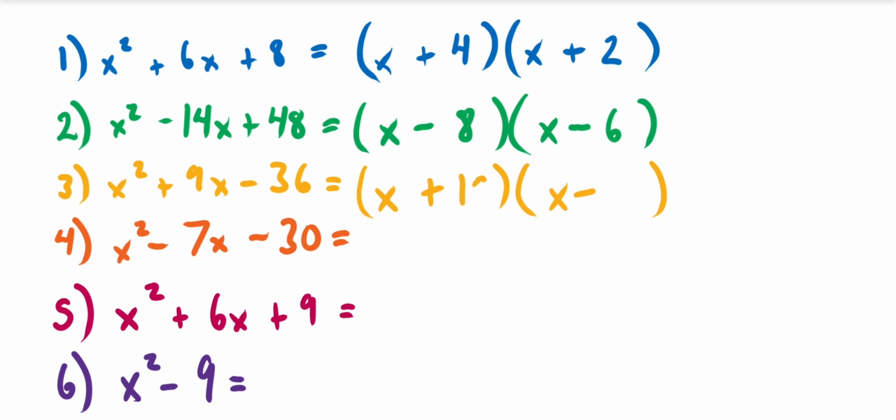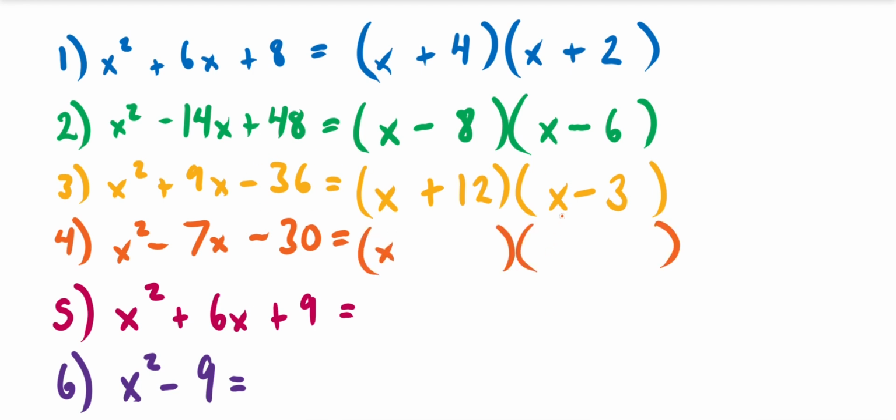So I can put my bigger term first, 12, my smaller term, 3, in the second position, and this will FOIL correctly. x times x is x squared, 12x minus 3x is 9x positive, and 12 times minus 3 is minus 36.